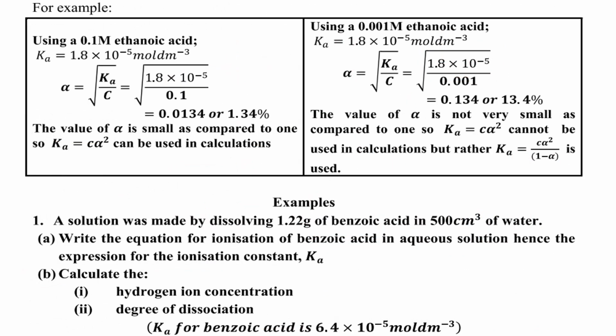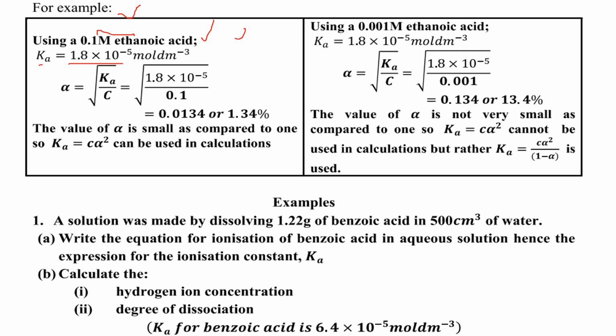Well, we are going to look at the examples. If you are using a 0.1 molar ethanoic acid, remember that ethanoic acid is a weak acid. Any organic compound that has an acid is always going to be a weak acid. So provided you're having 0.1 molar ethanoic acid and the ionization constant of the acid that has been given is this, they're asking you for the degree of dissociation.